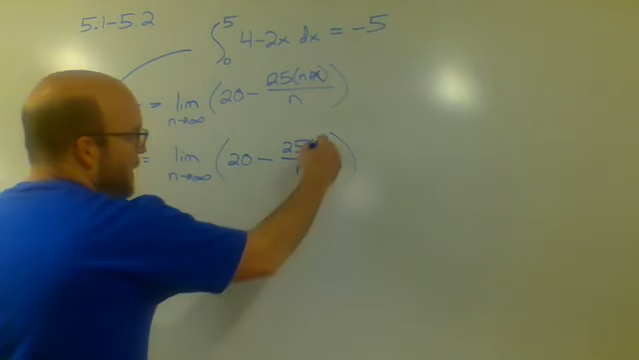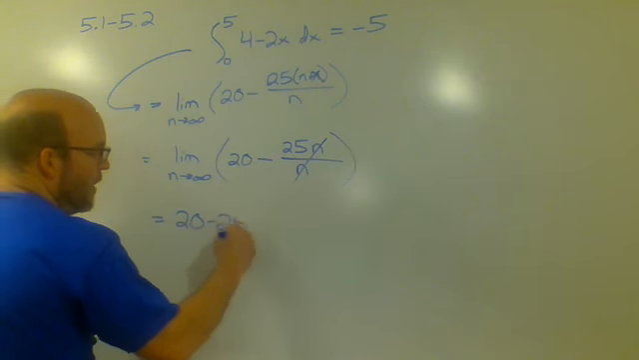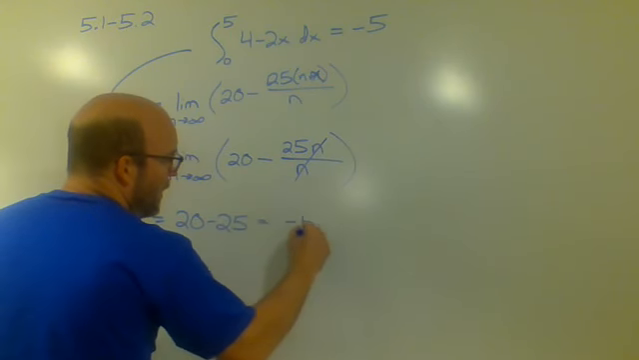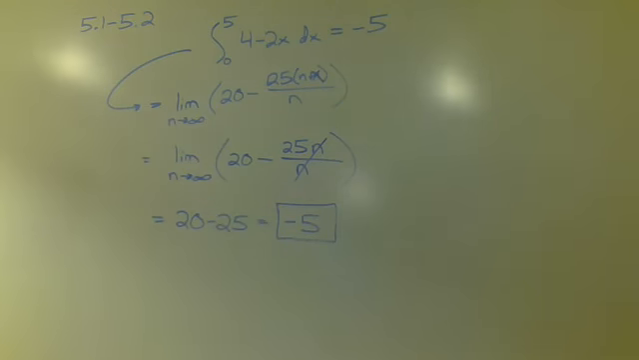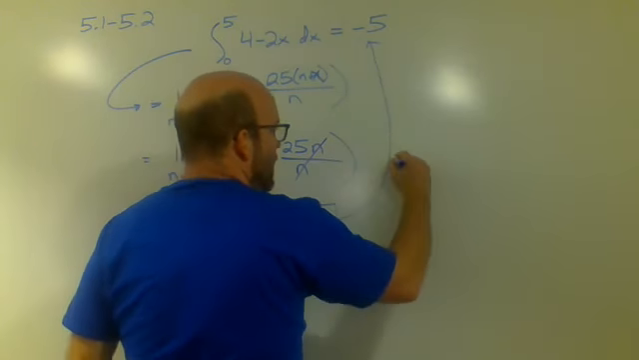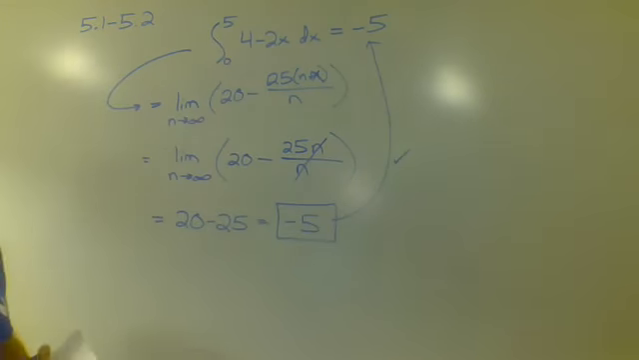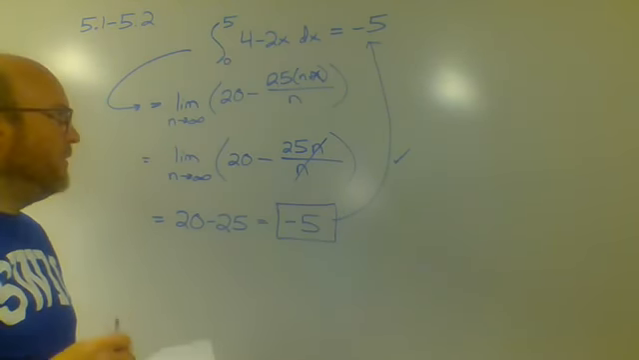And so you can see immediately the n's cancel out. And so the limit is just 20 minus 25. And 20 minus 25, surprise, gives you a -5. And so that just verifies that what we were doing geometrically and what we were doing using the Riemann sums completely matches up. Right, so that's the end of the lecture.